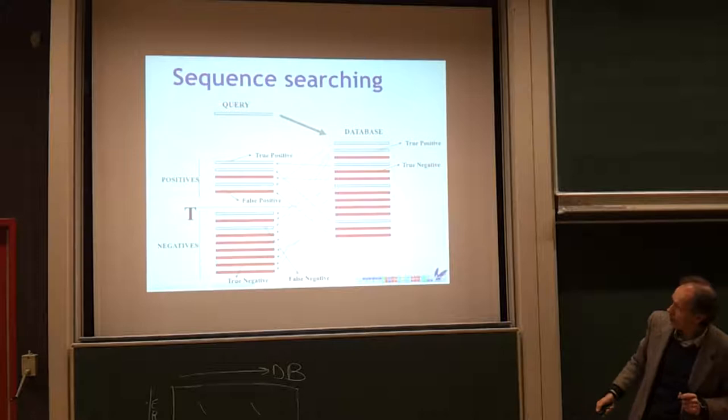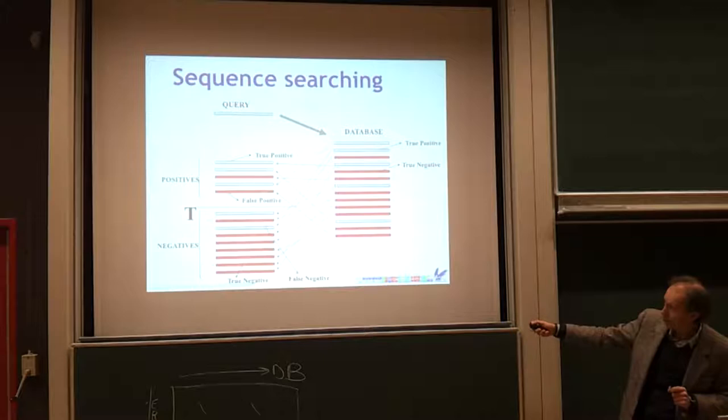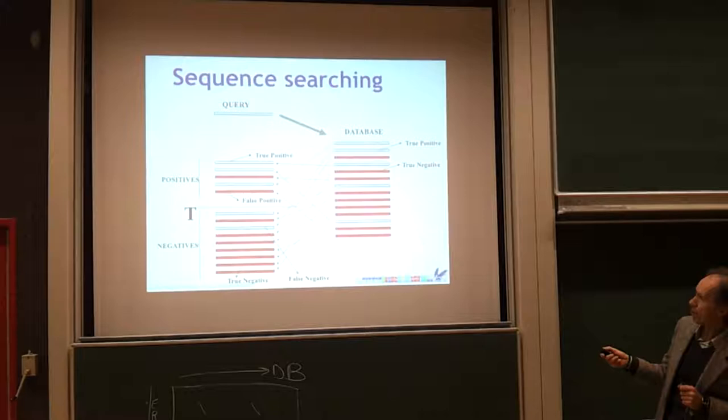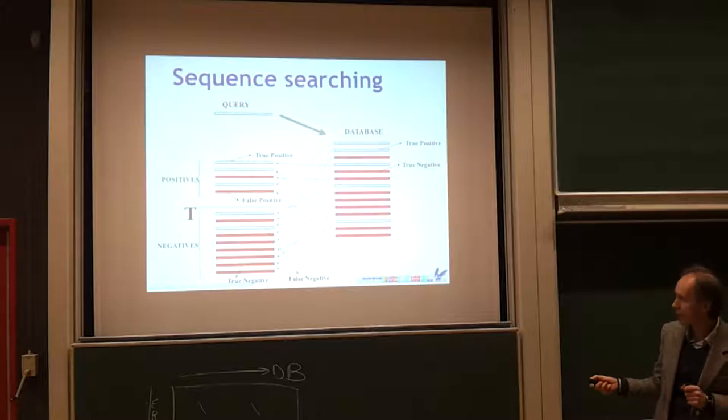So how can we calculate things? You've done this already, so I'm repeating part of what you learned. There are all kinds of scores. Basically, there are four possibilities. You say this database sequence should be a hit, it can be right or wrong. And you say this database sequence should not be a hit, should be unrelated, it can be wrong. Four possibilities, here they are.